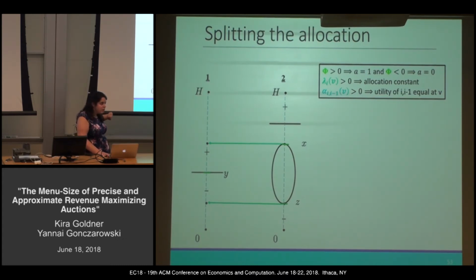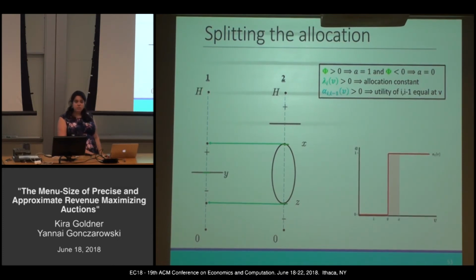A single price. A single price, exactly. Yes, a single price. We know that where it's positive, the allocation has to be 1. Where it's negative, the allocation has to be 0. That's just a price. Exactly. Good. Okay, what else do we know?